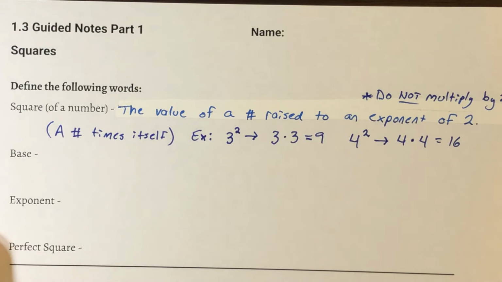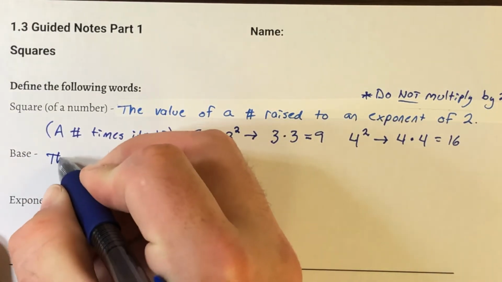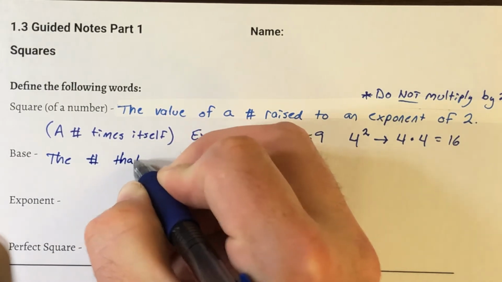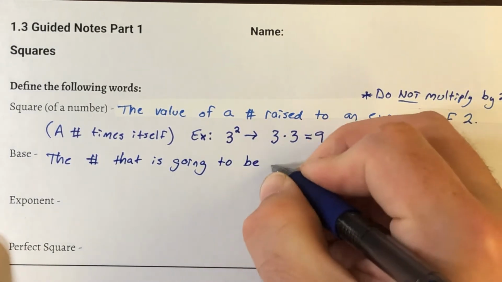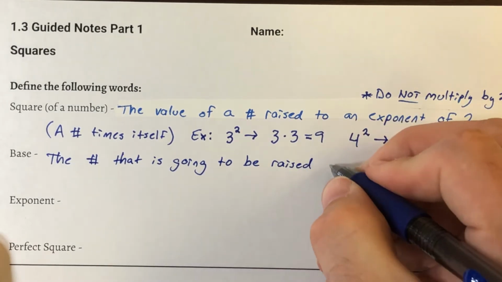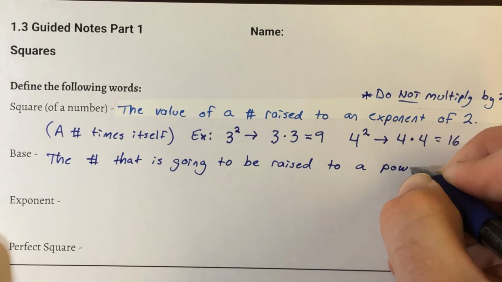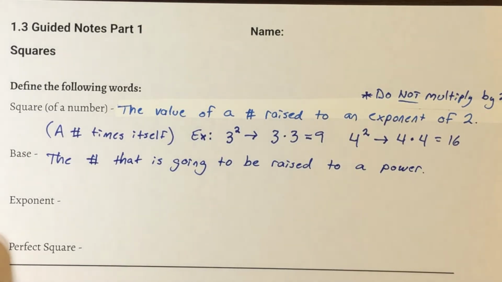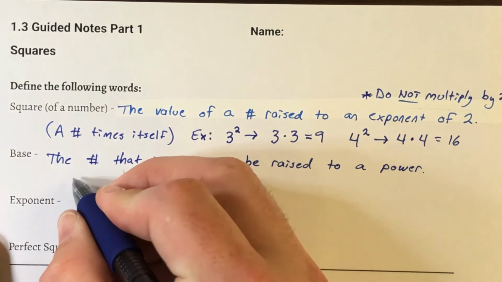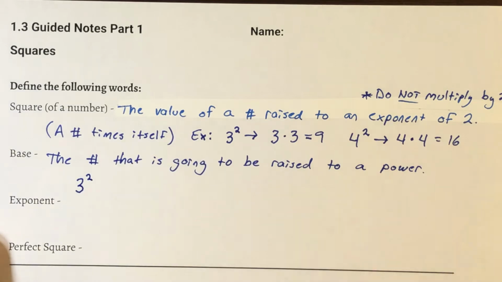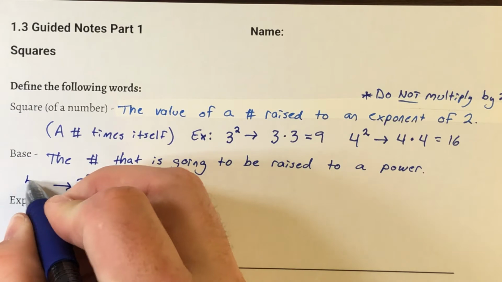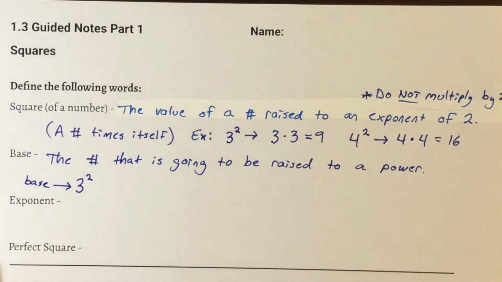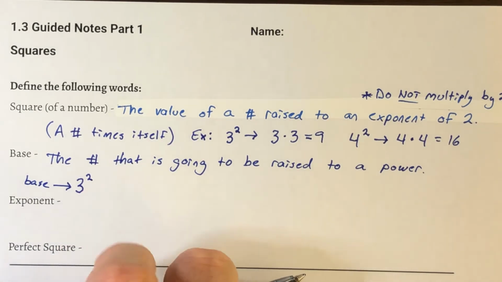All right, our next term is base. Base is the number that is going to be raised to a power. The number that is going to be raised to a power. So in our example, 3 squared, or 3 raised to the power of 2, 3 is a number that is being raised to the power of 2. So 3 is our base. Three is the number that we're going to be multiplying by itself.